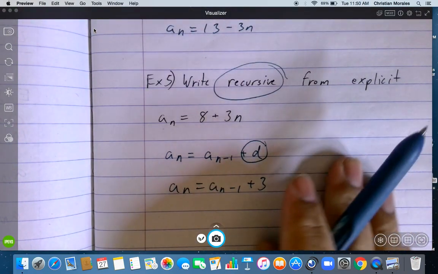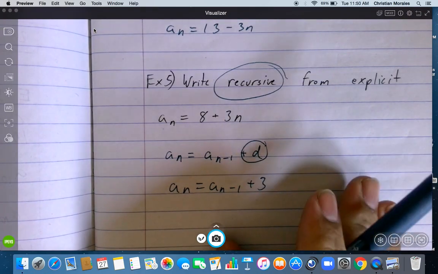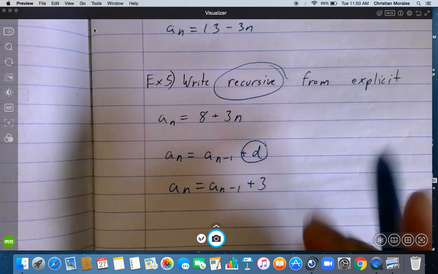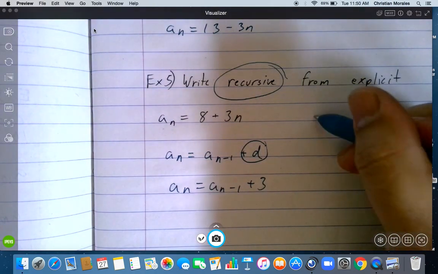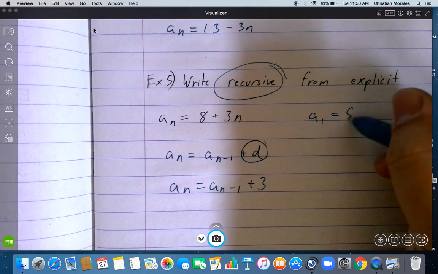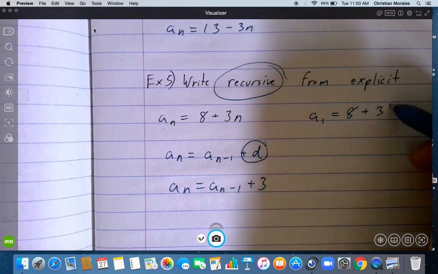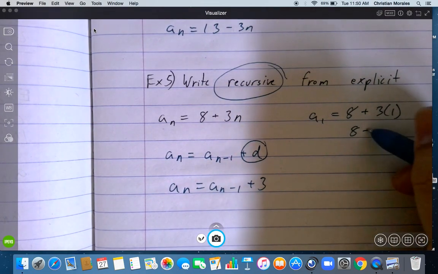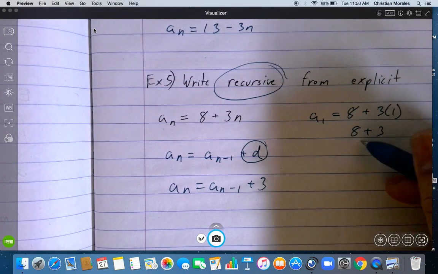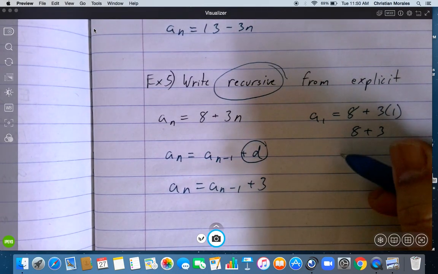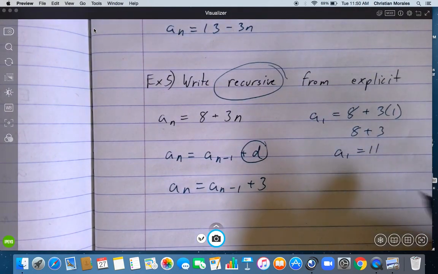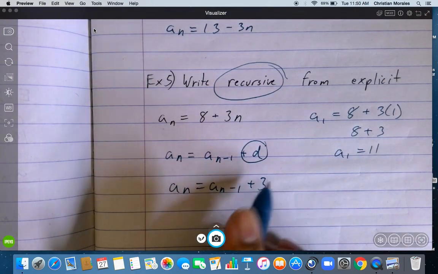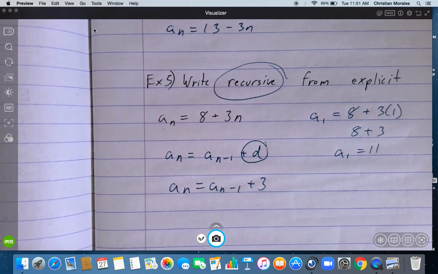That's it. Of course, if they want you to find the first term, it's really easy. You just got to plug in whatever term they want. So if I asked you to find the first term, all right, plug in 1 for n. So 3 times 1 is 3. 8 plus 3 is 11. So that would be your first term. So that's just if they ask for that. If they just want the formula, this is fine too. And that's it, guys.